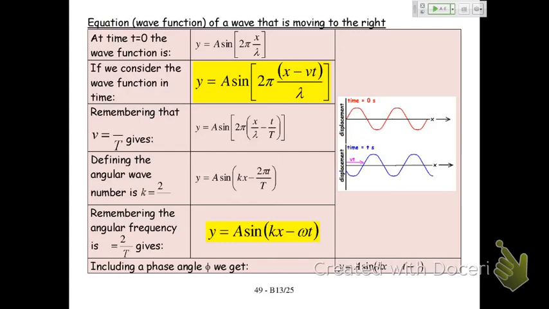Okay, so let's do this to a sinusoidal wave, not a pulse, but a sinusoidal wave. So the first thing we have to do is talk about how y varies with the x position. Let's not worry about time. Well, y will be a sine something. It's going to be a sine curve. It's going to be A times the sine of some angle.